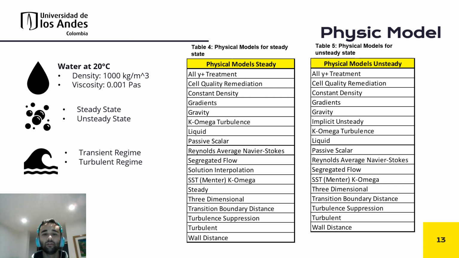The properties of the water to carry out the simulation are 1000 kilograms per cubic meter for the density and 0.001 pascals times second for the viscosity. Steady and unsteady states were modeled as well as transient and turbulent regimes. The summary of the physical models for both states are shown in tables 4 and 5. The only difference is that one has the steady model and one has the implicit unsteady model.